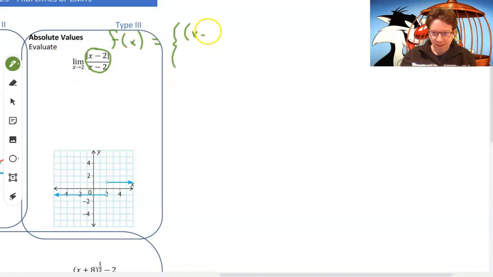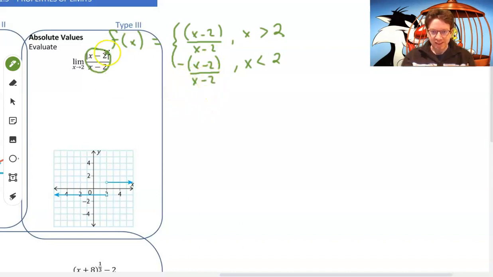So you'll have x minus 2 all over x minus 2 if x is greater than 2. So if x is greater than 2, then you can just substitute into that bracket. However, if x is less than 2, we're going to get a negative value in for x minus 2. So I'll just throw a negative out front there: negative x minus 2 over x minus 2.